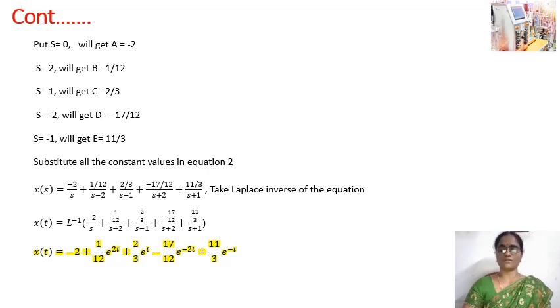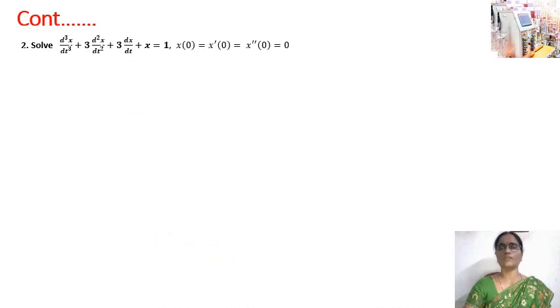The roots are different. So now we'll go to the second problem. Take a problem. Again, this is a third order ODE. A third order ordinary differential equation is given to you with the given conditions x of 0, x dash of 0, x double dash of 0 are 0. All the conditions are 0 here.